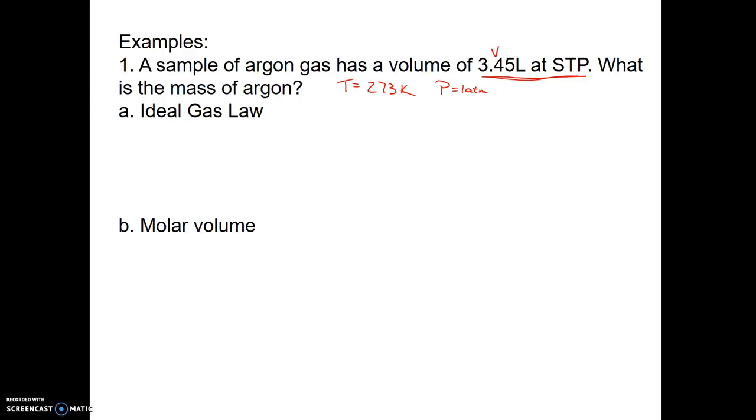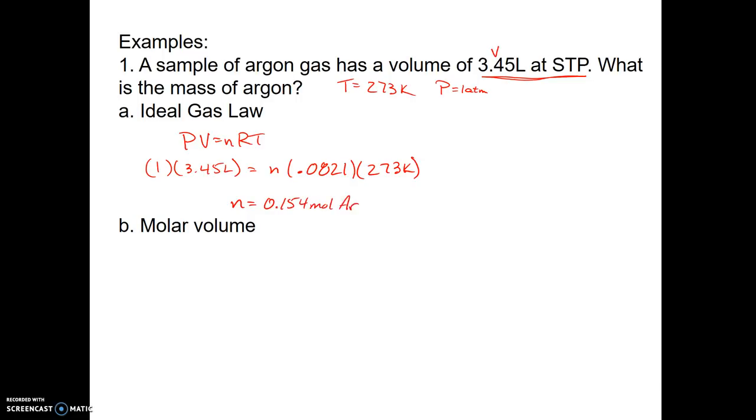Now, there's two ways that we could go through doing this. The first way would be with our ideal gas law, which remember is PV equals nRT. Now, if we're going to go that way, we would have 1 as our pressure. Our volume, 3.45 liters, is equal to our number of moles first, times our ideal gas constant, 0.0821, and then multiplied by our temperature of 273. Now, if we go through and solve for our number of moles here, we should get 0.154 moles of argon gas.